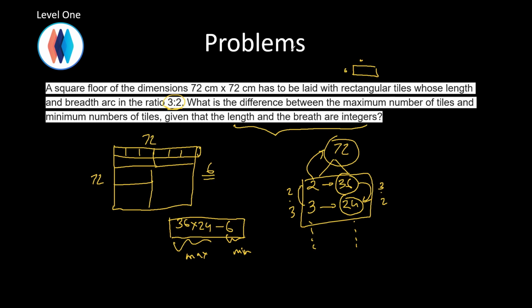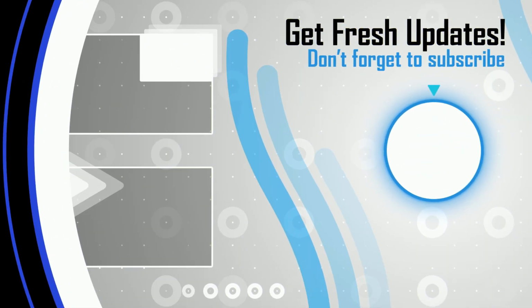When you see a question, you have to figure out how to approach it. Sentences like length and breadth are integers, or you have to divide it, or you have to fulfill it, all of those things are basically hints towards using factors and LCMs.